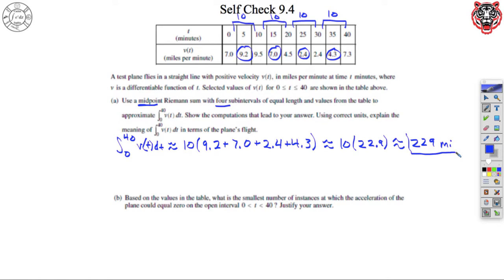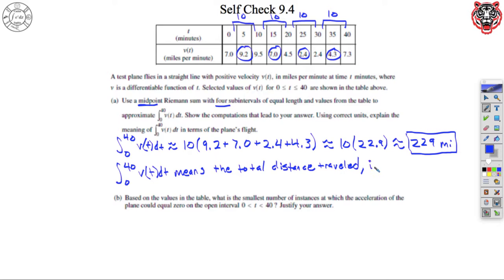Miles. But we're not done with part A because it asks, using correct units, explain the meaning. What does this thing mean? What does the integral from 0 to 40 of velocity of t dt mean? This thing means the total distance traveled.